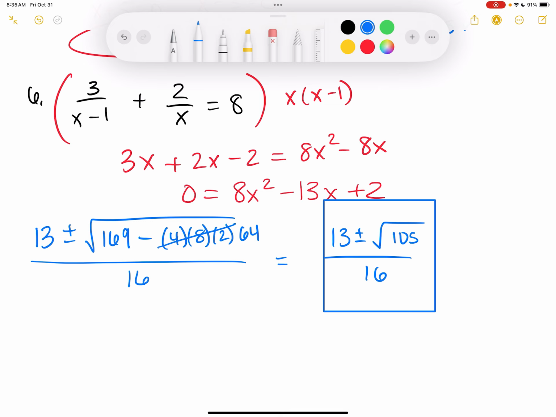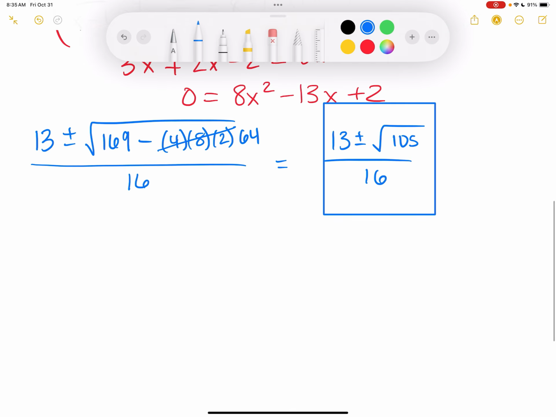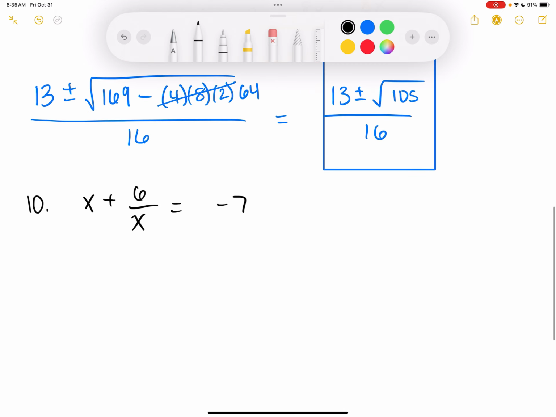Number 10. X plus 6 over x equals negative 7. Ideas on what I should do with this one? Yep, multiply the whole thing by x.